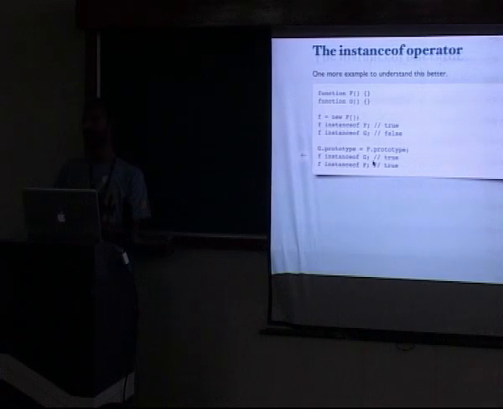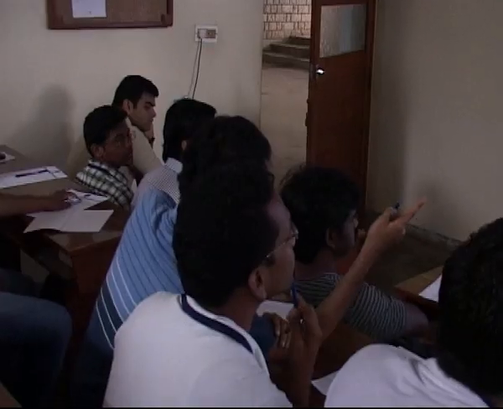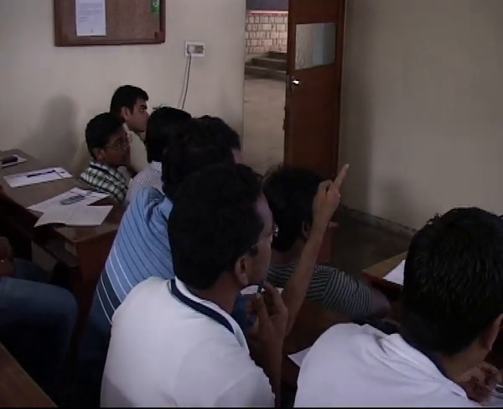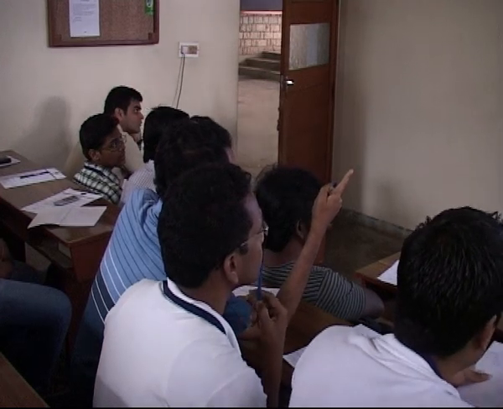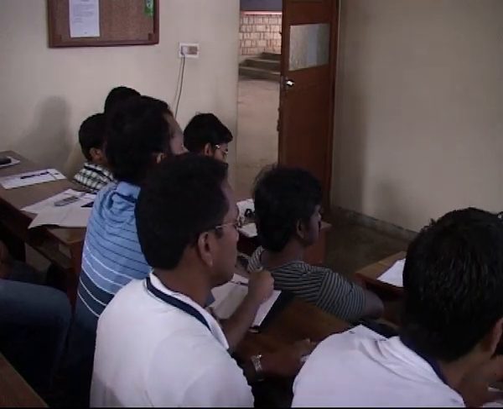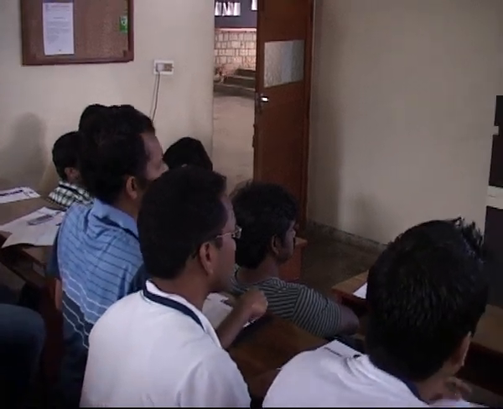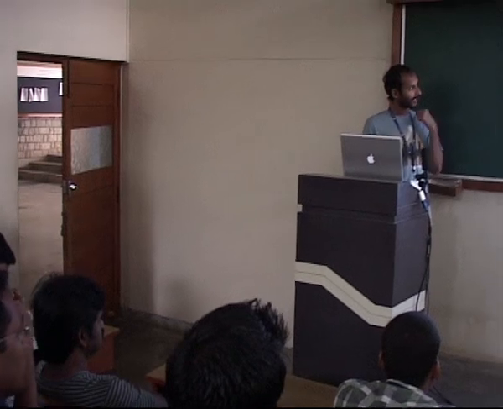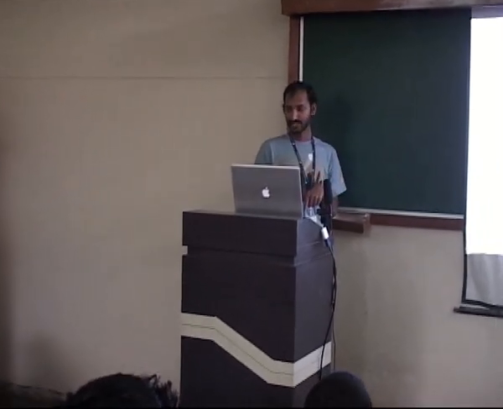Any other questions? So, if you do the reverse, F.prototype equal to G.prototype, then what happens is both of them will return false, because F is created before the change was made. So it points to a new prototype object, and the underscore points to the old one. So both return false. But if you create a new object, then it returns true.